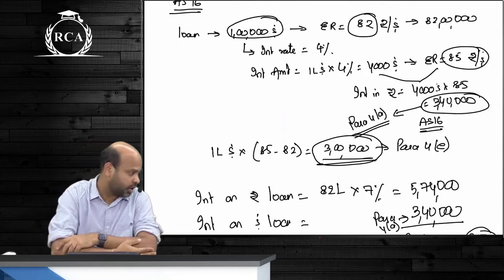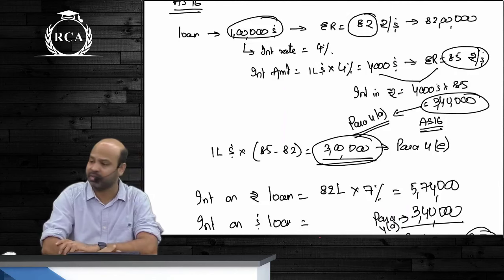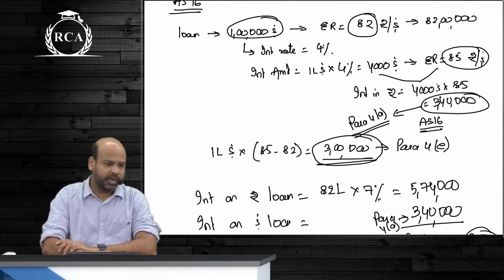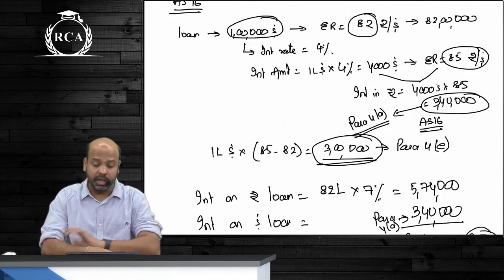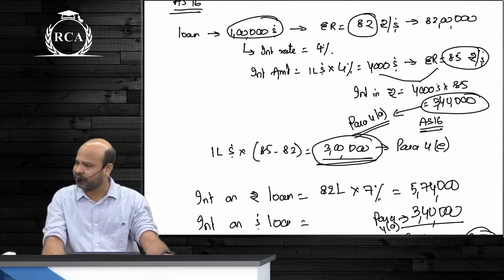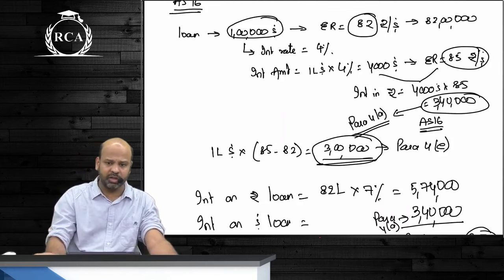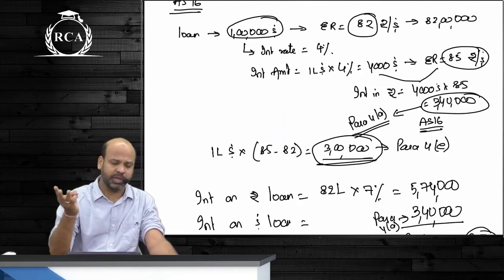Interest rate on foreign currency borrowing is 4%. If you would have taken a loan in rupees, interest rate is 7%. Okay. Now the exchange rate at the beginning of the year is 82 rupees, and at the end of the year the exchange rate is 85 rupees. The principal difference component is 3 rupees per dollar multiplied by $1 lakh. The principal difference is 3 lakh rupees.